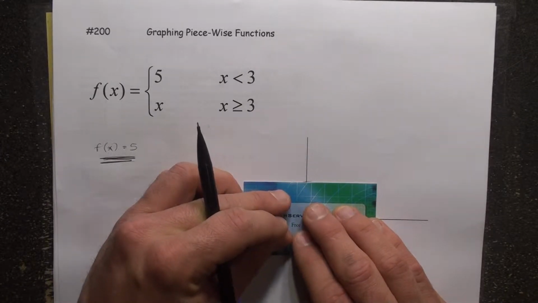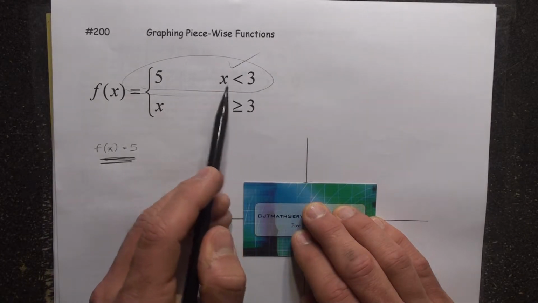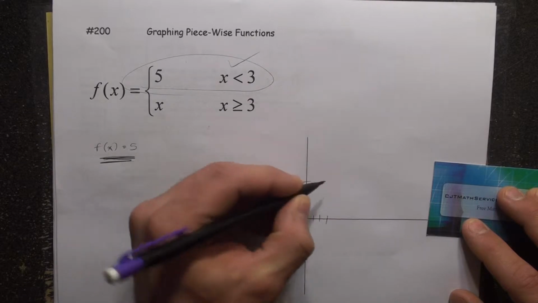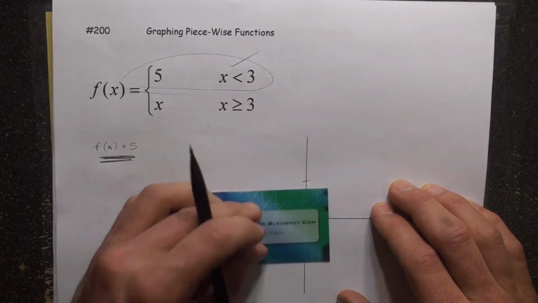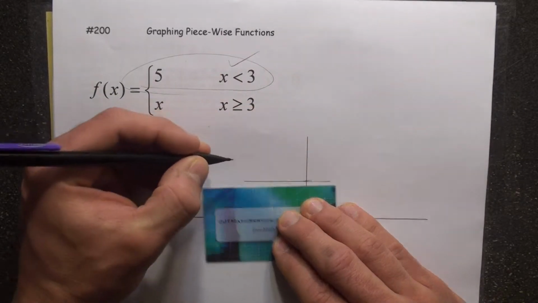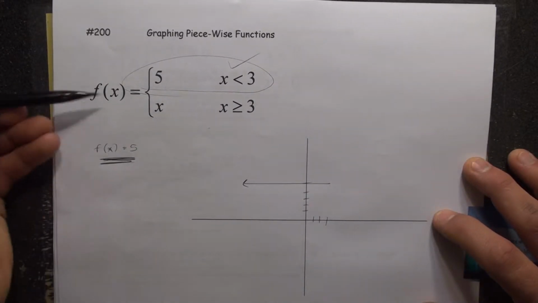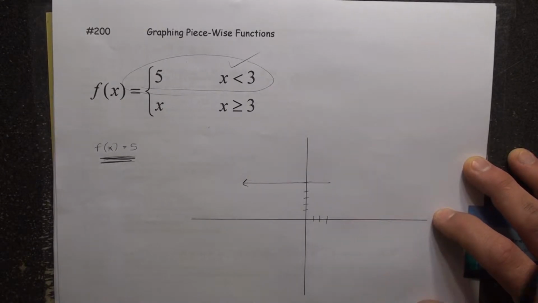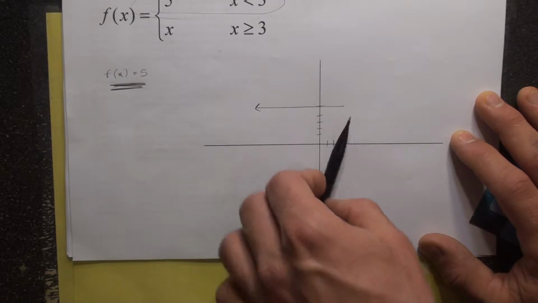However, this is telling us here that we're only allowed to do this for when x is less than 3. So we're going to go over to 3, 1, 2, 3, and we're going to stop there at 3. And we're going to go ahead and only graph this in this direction. In other words, the height is 5 when x is less than 3. So here's x right here, there's 3, and less than 3, we have a height of 5.